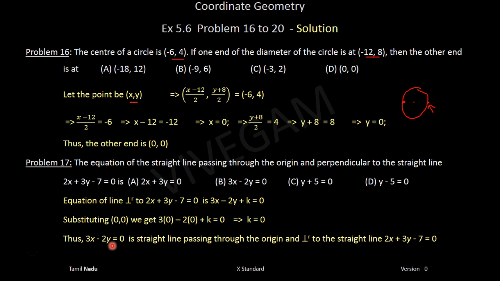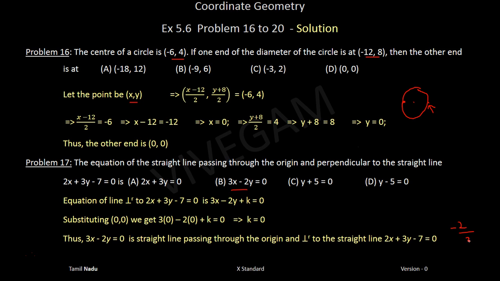So 3x minus 2y equal to 0 is the equation of the straight line passing through the origin and perpendicular to the straight line 2x plus 3y minus 7 equal to 0. Which option is this? This is option B. And we'll do a quick check also. The slope of this straight line is negative coefficient of x divided by coefficient of y. So that will be minus 2 by 3. Am I right?